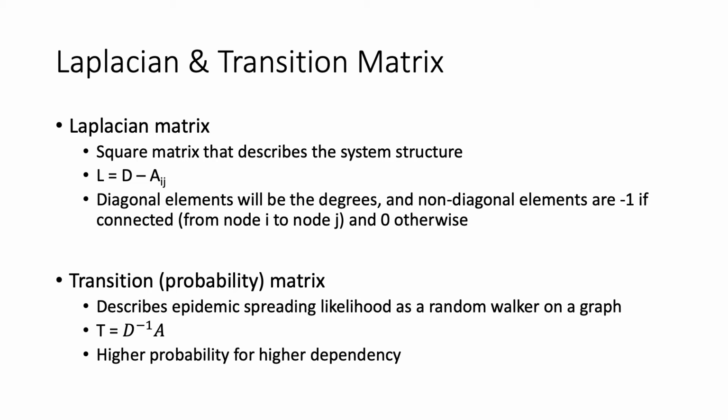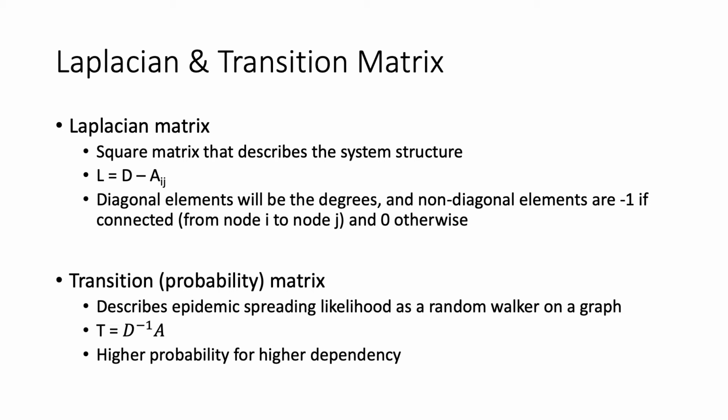And also the transition matrix, in this case, is something similar to the randomized normal walk, which describes the epidemic spreading likelihood as a random walker on a graph. And the formula is the inverse of the dependency matrix times the adjacency matrix.